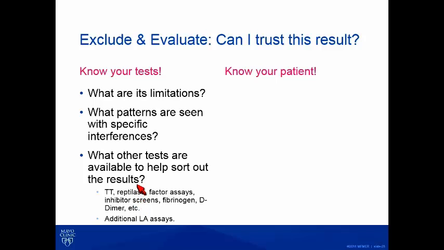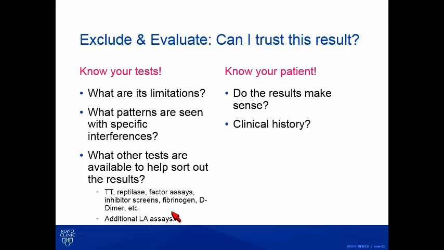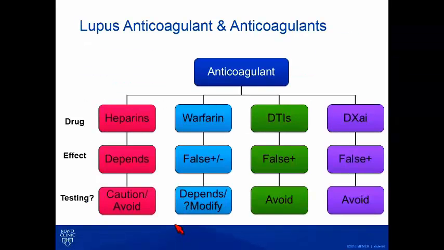So you've got to know your tests, and you also got to know your patient, like that physician. That result didn't make sense to him. You got to ask yourself, does this result make sense? Is it really not what you were expecting? What's the clinical history of this patient? What was their presentation? Are they bleeding? Are they clotting? Are they on any anticoagulants?